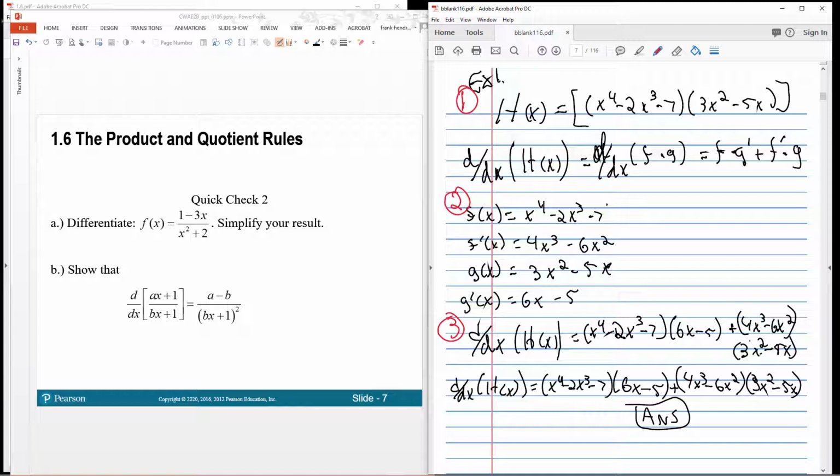Now this one here asks us to do two things. Find the quotient here, and then they ask us to show that those two things are equal. Basically, you'll be doing the same thing.